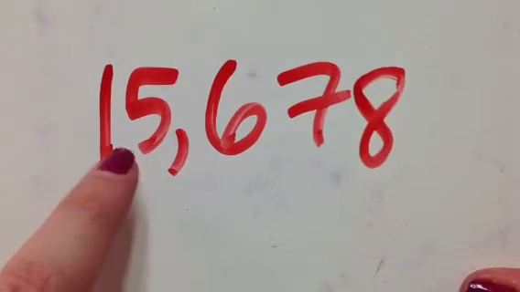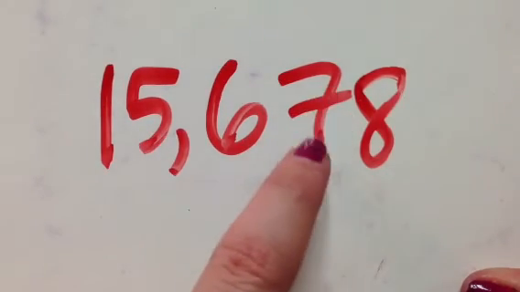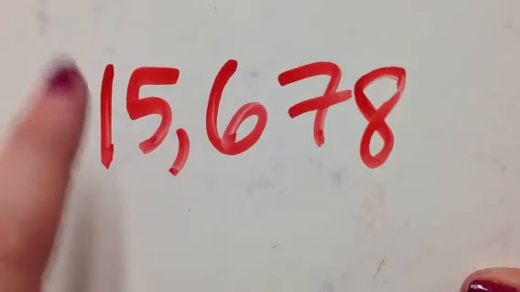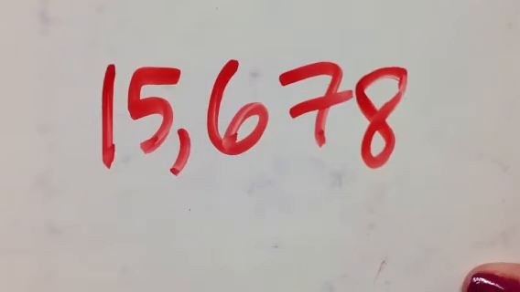So let's look at another example of one of these. This number I would say as 15,678. 8 in the ones place, 7 in the tens place, 6 in the hundreds place, 5 in the thousands, 1 in the 10,000s place.